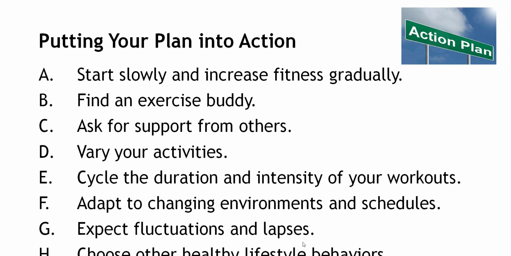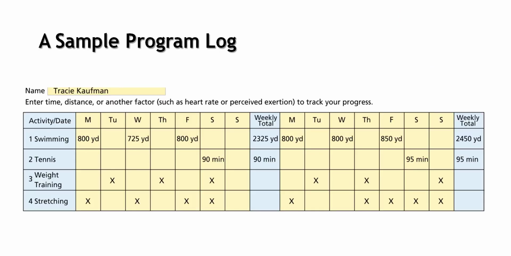Okay, just by increasing your general physical activity level. And again, expect fluctuations and lapses, and choose other healthy lifestyle behaviors. Again, choose your rewards from healthy lifestyle behaviors rather than food. So this is a sample program log that is coming from your textbook.